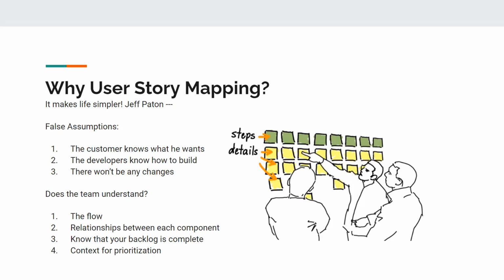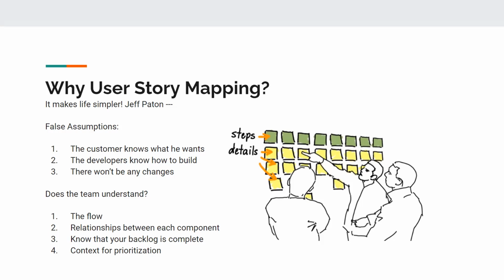There are specific false assumptions that are made. One is that the customer knows what he or she wants. The customer may want everything, right? So does it really make sense for them to have everything all at once? So we go in with false assumptions, thinking that the customer knows what he wants, and that's basically the single source of what the deliverable should be.